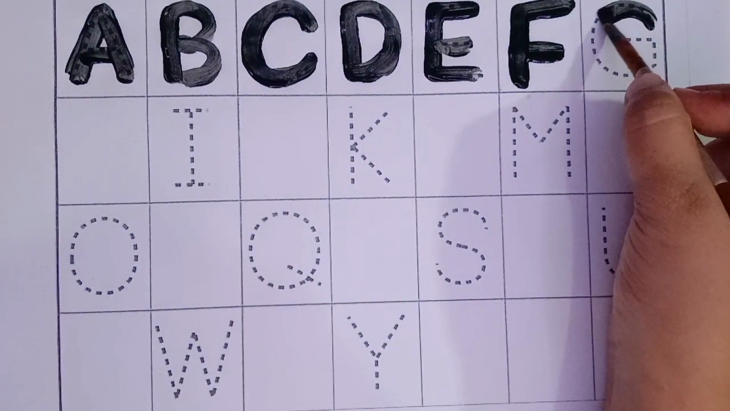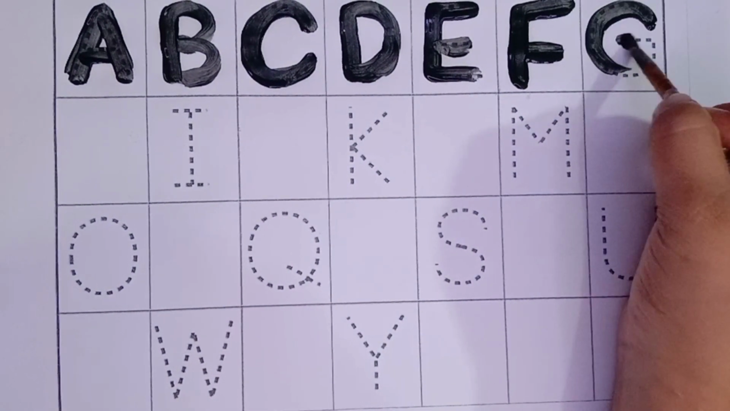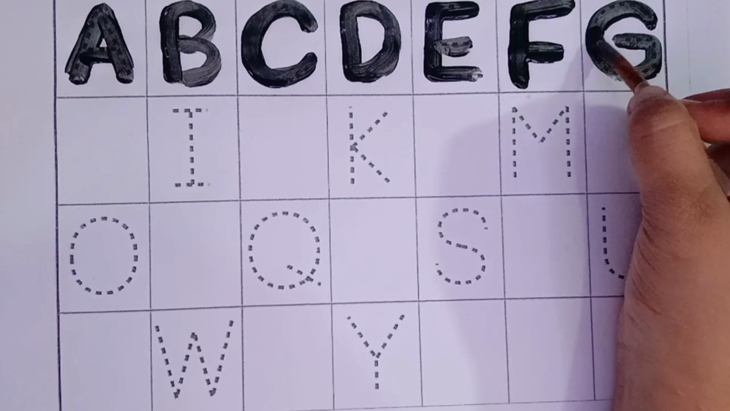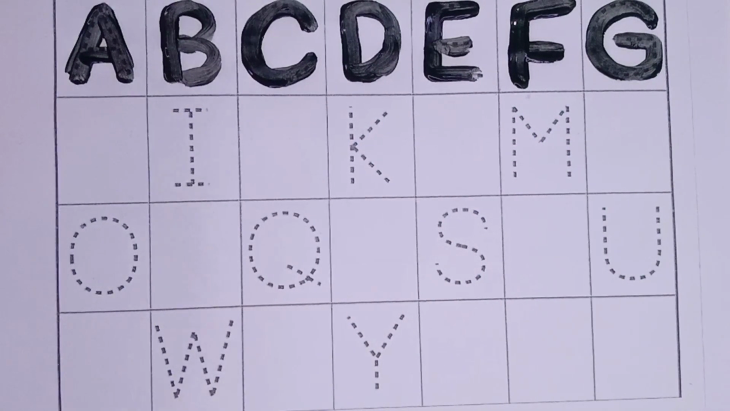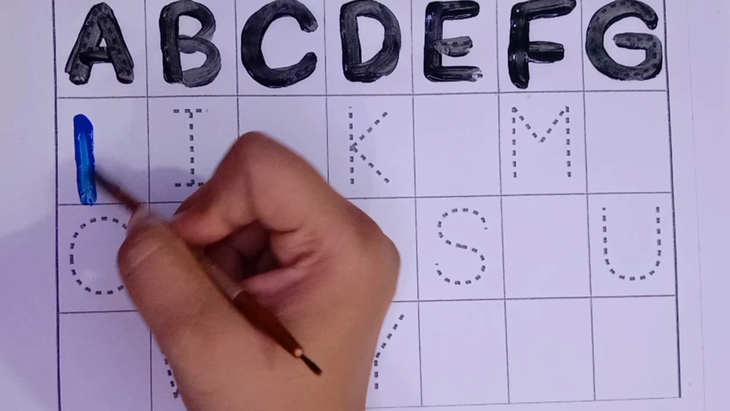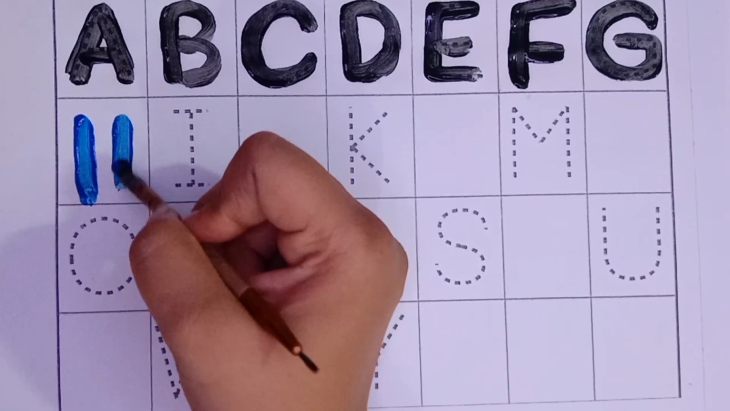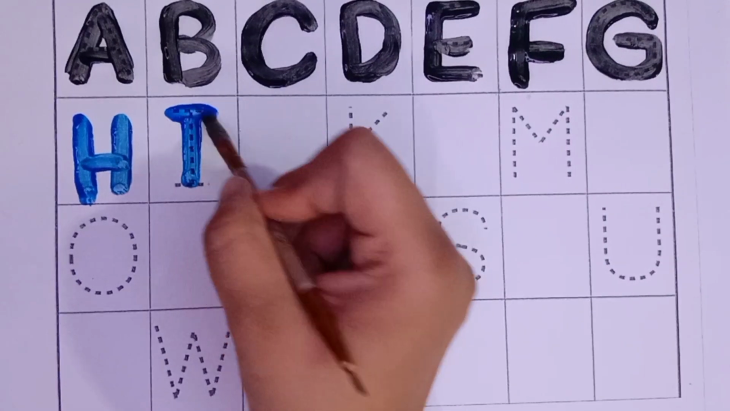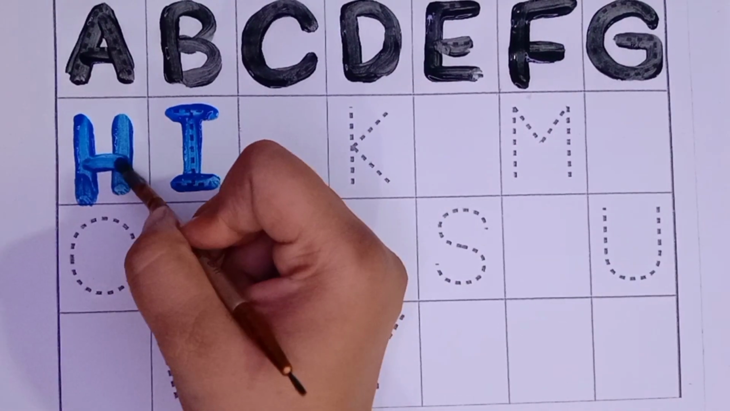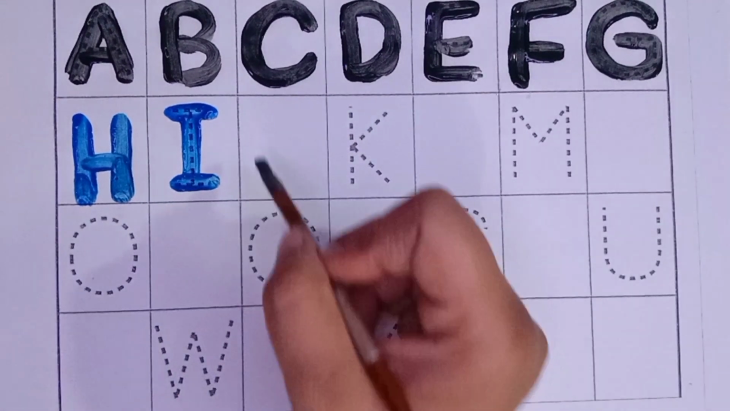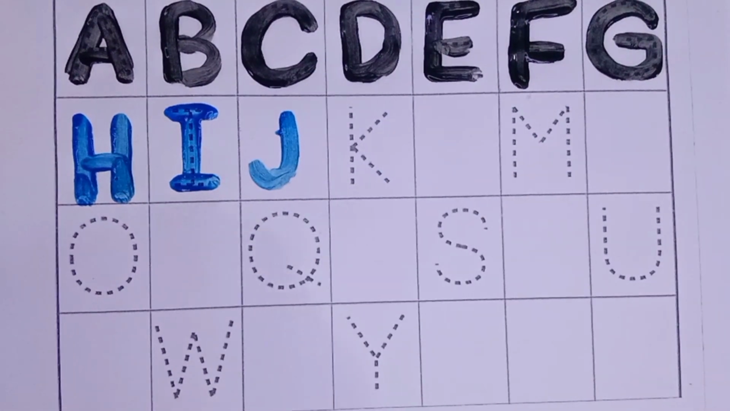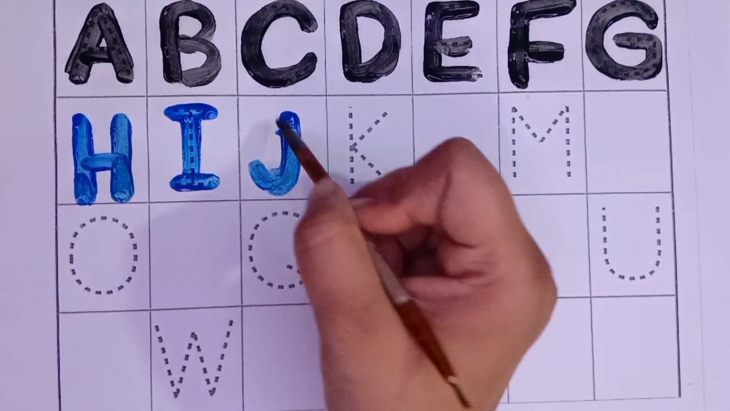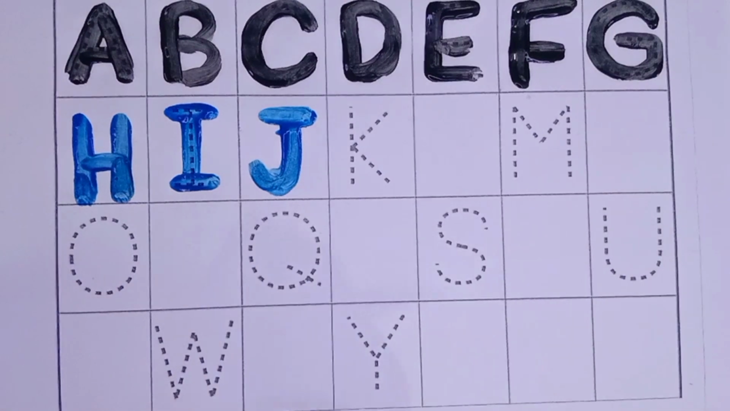F for fan. G for giraffe. H for hen. I for inkpot. J for juice.